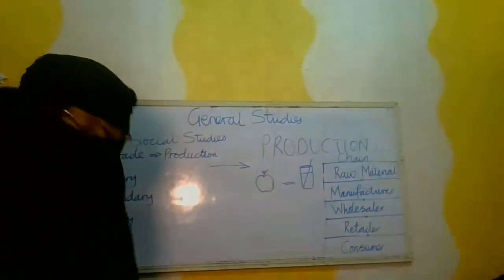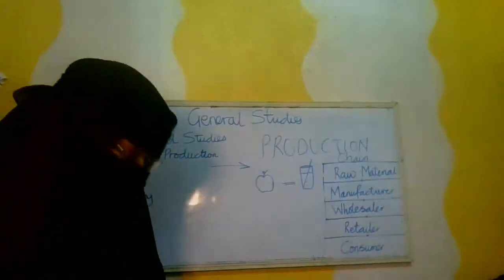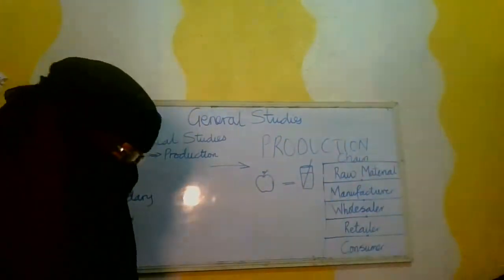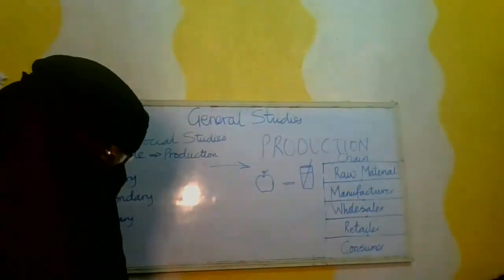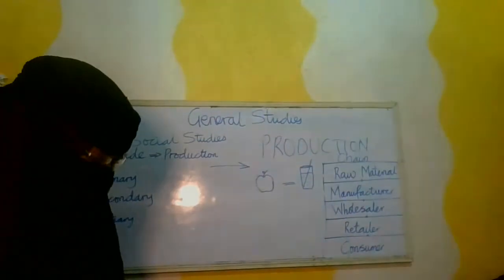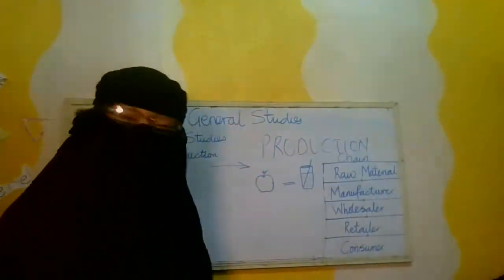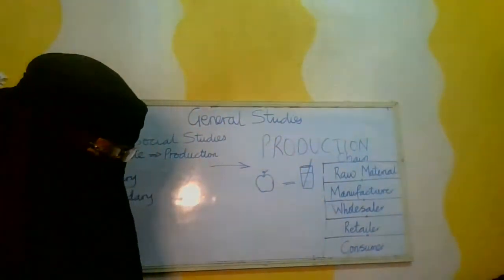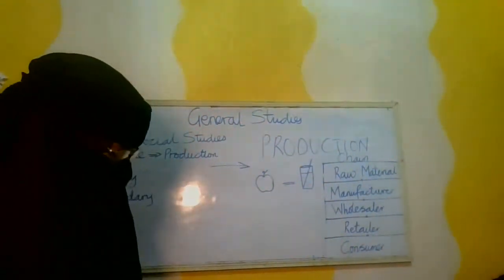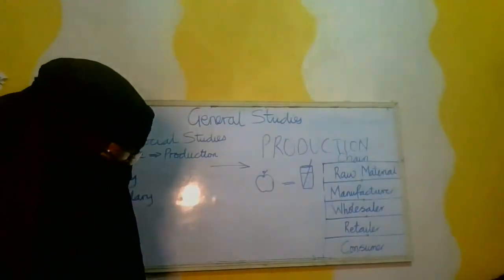The retailer buys these goods in small quantities from who? The wholesaler, and sells them in units to the final consumer. Retailers include street hawkers, market sellers, small stores, department stores, and supermarkets. The retailer completes the production process by taking goods to the final consumer.